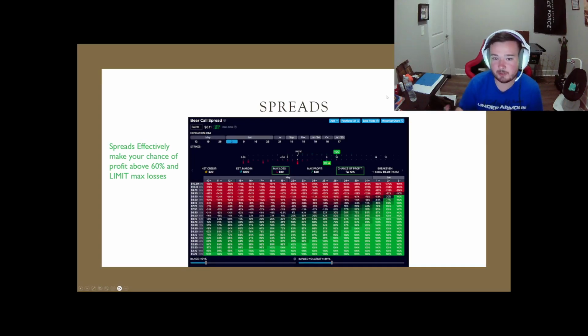This is what a spread looks like. If I take a bear call spread, so if I wanted to basically short an option, like the $9 call, and go long the $10 call, I prevent myself from infinite risk to the upside. Now my maximum loss is only $80, but I also cap my profit. My maximum profit is only $20, because I have to pay for the premium on that long $10 call in order to cover my upside.